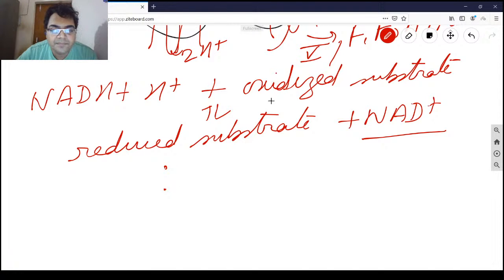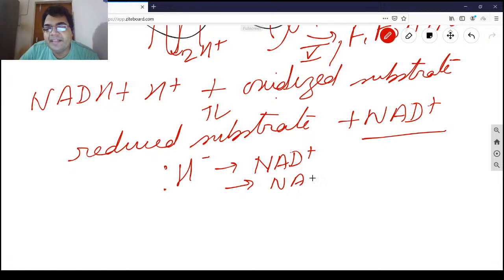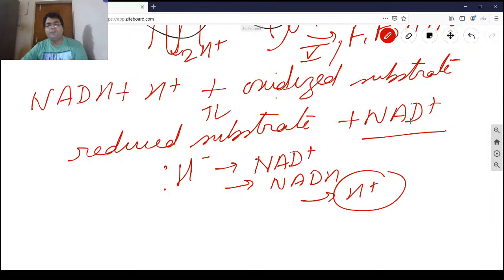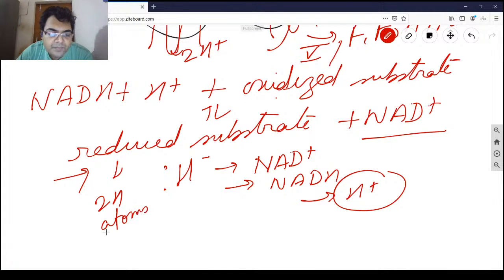As a hydride ion to NAD plus, forming NADH, and the other is released as H plus in the medium. That's why we say that this is the reaction: NAD plus plus reduced substrate gives you NADH plus H plus, because it takes away two hydrogen atoms. Always remember, two hydrogen atoms from its reduced substrate.